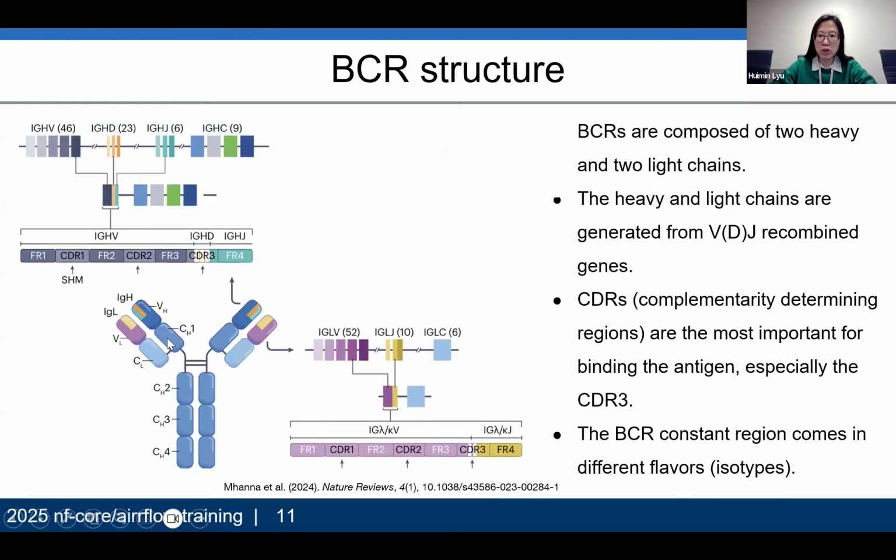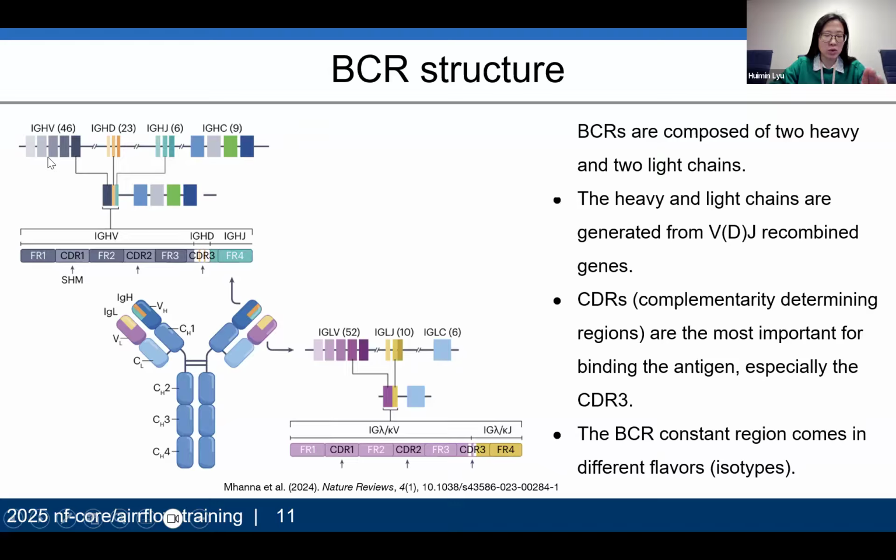BCRs are composed of 2 identical heavy chains and 2 identical light chains. The heavy and light chains are generated from VDJ recombined genes. That means the germline genes are not a single V gene, D gene, and J gene. There are a lot of repeats of these segments.